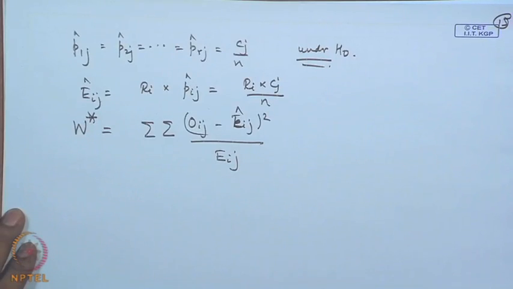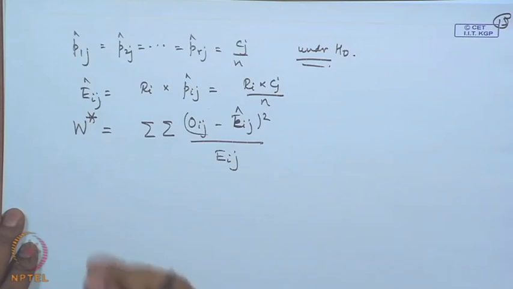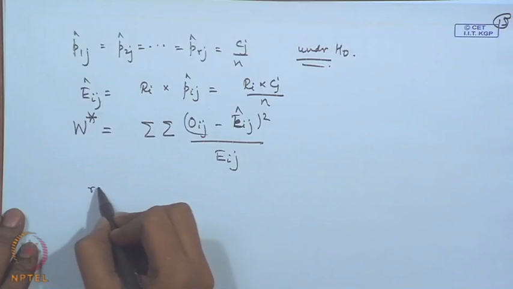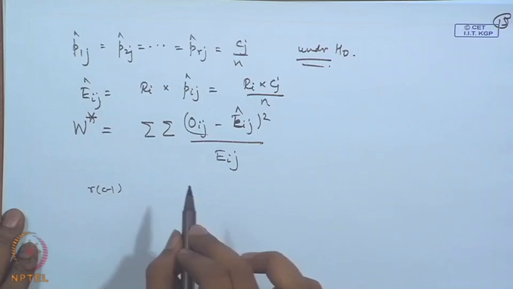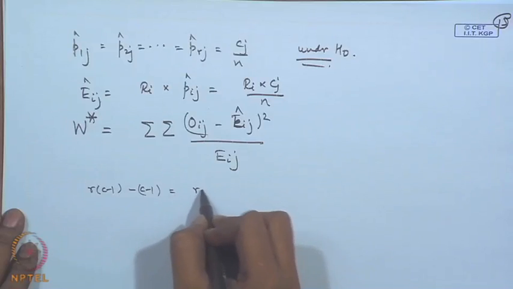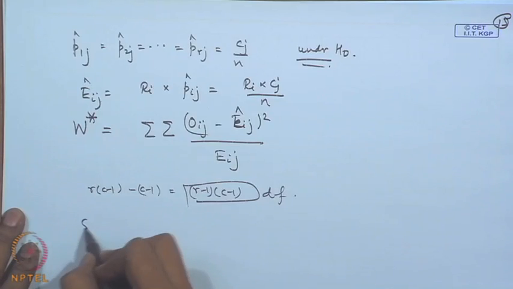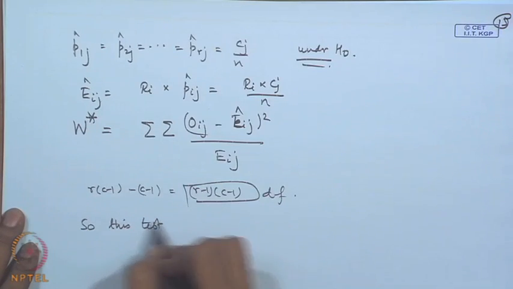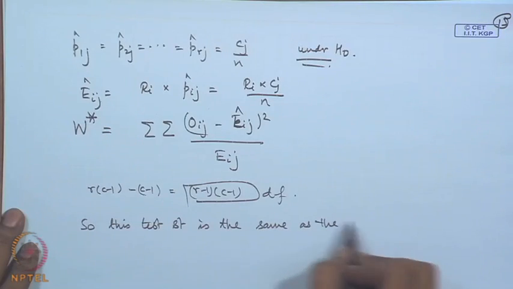The calculation of the degrees of freedom is slightly different now. You have C cells, and therefore in each one you will have C minus 1 degrees of freedom. So, R times that. So, the total degrees of freedom will become R(C minus 1). Now, in each of them you will be considering the estimated number of parameters, that is minus (C minus 1). So, that becomes (R minus 1)(C minus 1). So, it is the same degrees of freedom. So, this test statistic is the same as the previous one.